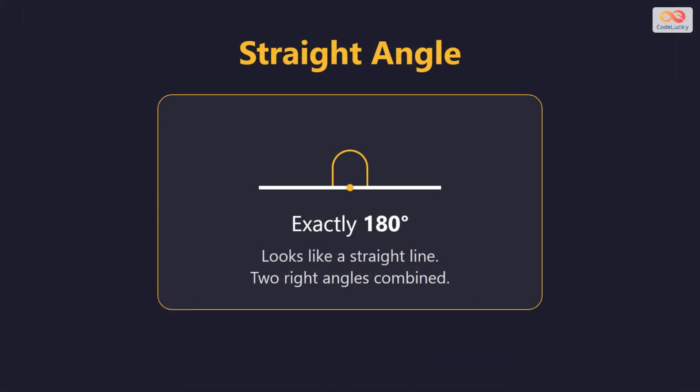Speaking of straight lines, we have the straight angle. This angle measures exactly 180 degrees. It looks just like a straight line because the two arms are pointing in completely opposite directions.